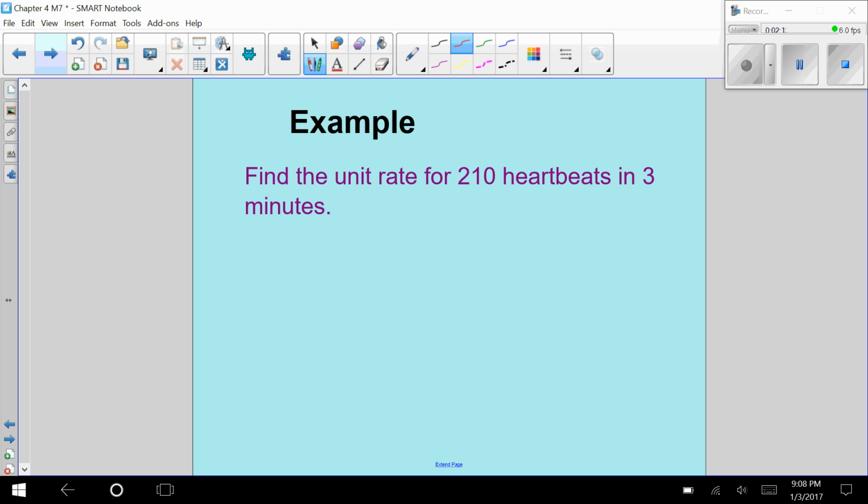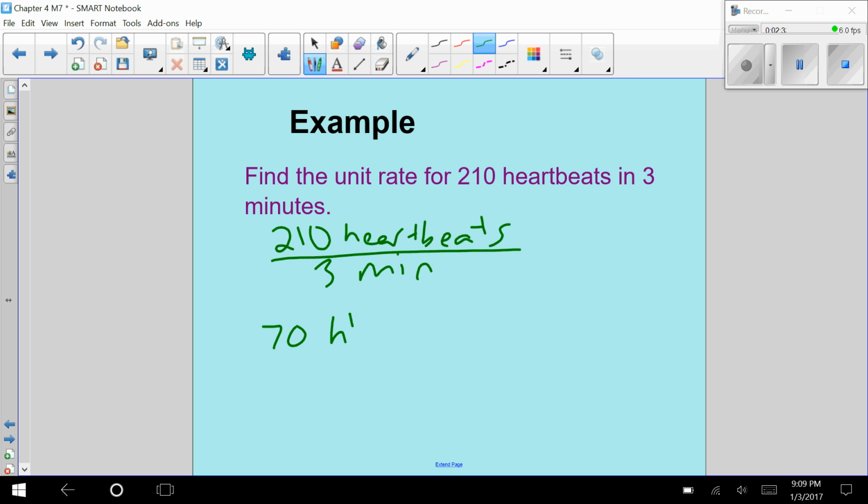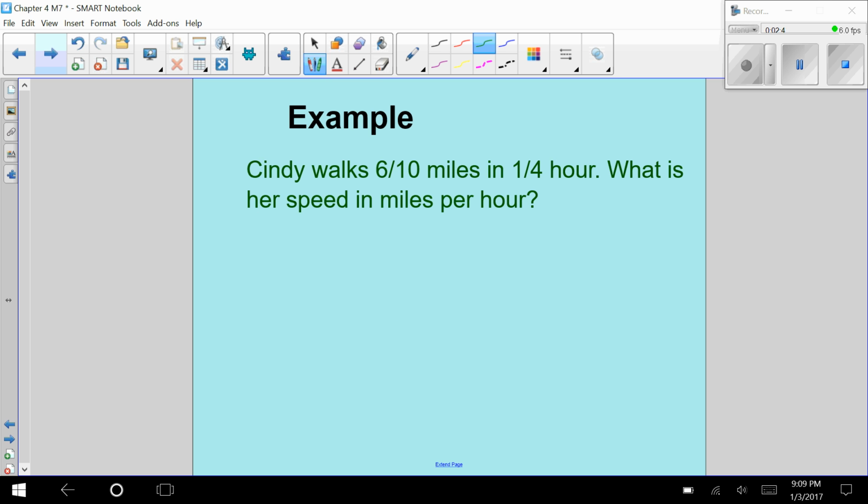Let's find the unit rate for 210 heartbeats in 3 minutes. So to start, we take 210 heartbeats over 3 minutes, and then we're going to divide. 210 divided by 3 is 70. I'm going to abbreviate heartbeats with HB per minute. 70 heartbeats per minute is our unit rate.